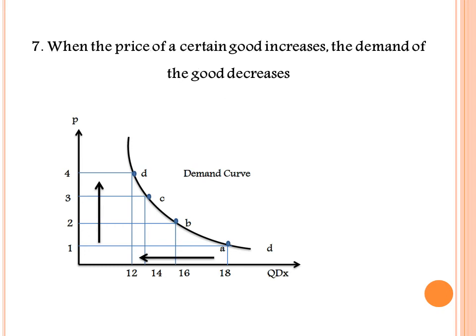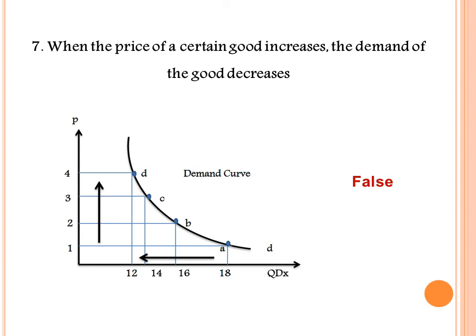Number 7, when the price of a certain good increases, the demand for the good decreases. This sentence is false. Why? Because when the price of a certain good increases, the quantity demanded, not the demand for the good, decreases. And this is shown graphically by moving along the demand curve from one point to another point.